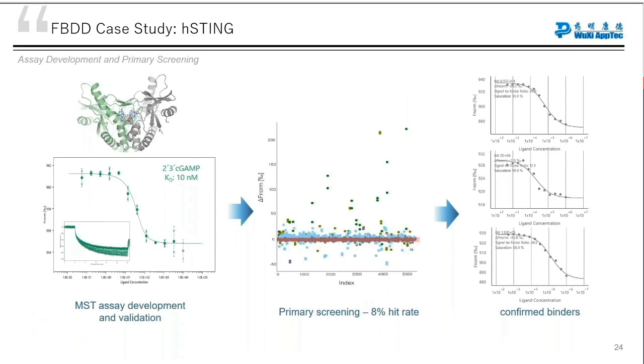Human STING was one of the first MST-based fragment screenings we have performed in WuXi HIT-S. On the left, we can see an example of how the tool compound cGAMP interacts with fluorescence-labeled STING. The determined KD correlates nicely with the literature value of 10 nanomolar.